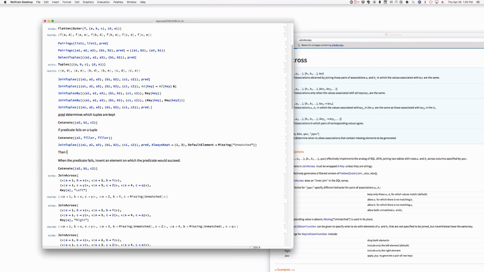Then look at the A1 which never made it through any predicate. Is that correct? Yes. Weird. It's like a padding, you know? But no, it's not like padding. It's kind of like padding. It's padding in the other direction.